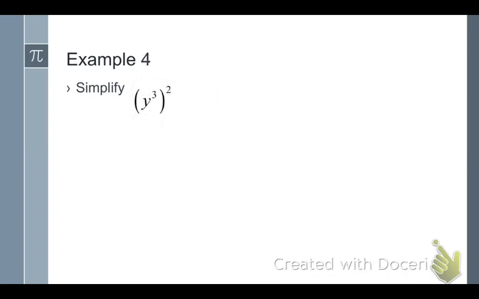Y cubed, squared. The base is y on this exponential expression inside the parentheses, and it's raised to the second power. So this is the rule where I multiply. 3 times 2 is y to the 6th, and if you write that out longhand, you can confirm that.